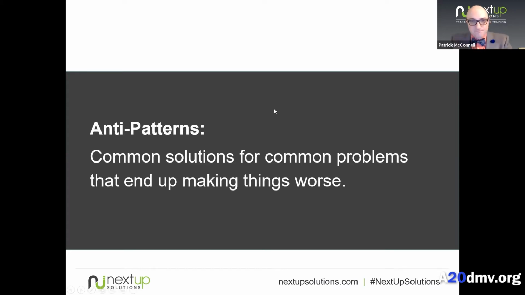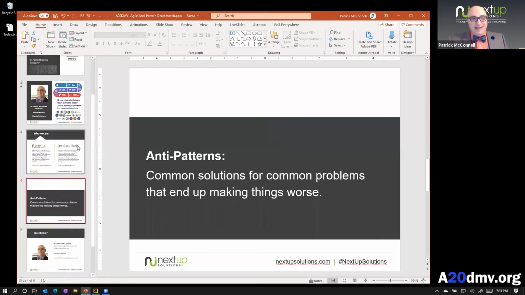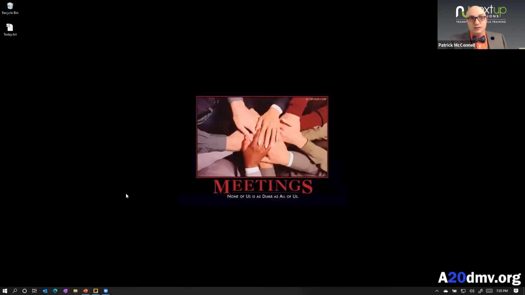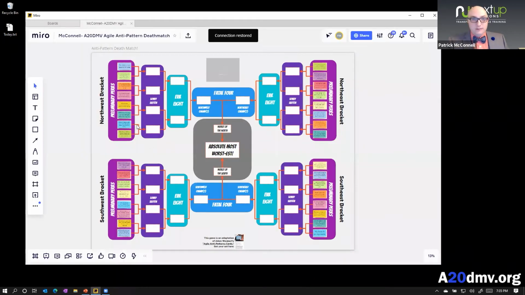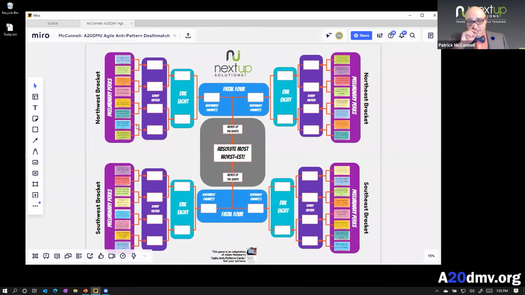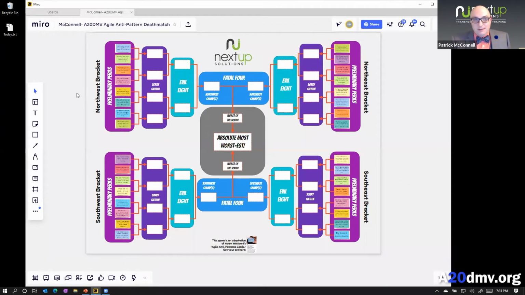What we're going to do is actually compare anti-patterns to see what is the absolute worst thing that we can think of. And what I've done is this. This is a Miro board you may have seen before, and I'm going to drive it. What I've got here basically is the world's worst version of March Madness. I've populated this with a whole bunch of anti-patterns. I took a bunch of them from the Agile Anti-Patterns cards that Adam Weisbart put out. Adam's a friend of mine. I took that idea, added a few more, and I use it to play this game. If you're interested in that deck, you can check him out at weisbart.com.